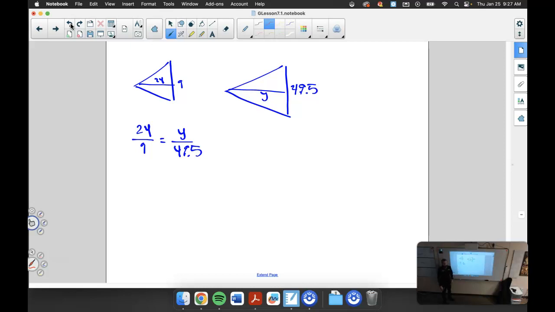Really simple. Multiply both sides by 49.5. Y equals, and then you go to your calculator and you punch this in. Okay, everybody with me? 49.5 times 24 divided by 9. If you want to be really careful, you put parentheses here, but I didn't do that. Your calculator can handle it. And you do that and you get an answer.